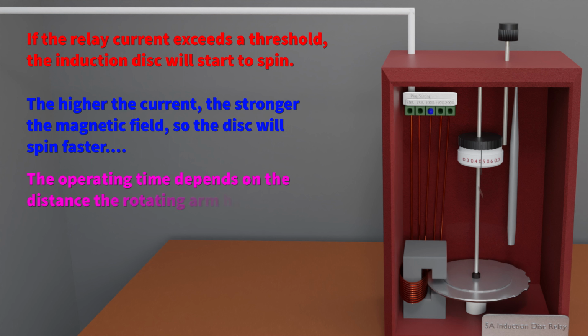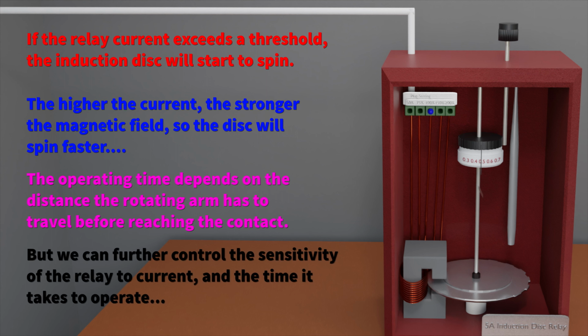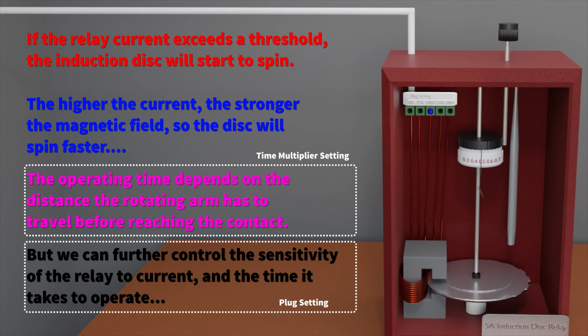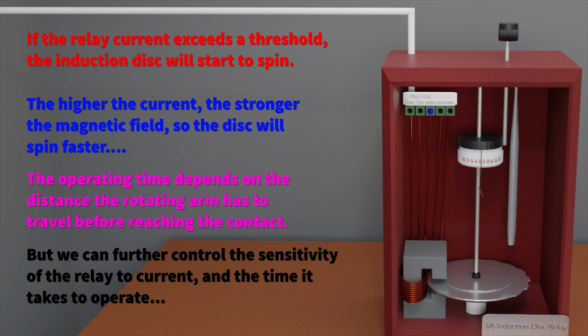We also note that the operating time depends on the distance the rotating arm needs to travel. And we also note that the sensitivity of the relay to current can actually be changed. These final 2 points are really important because they allow us to configure the relay to suit a particular set of requirements, as we'll see.